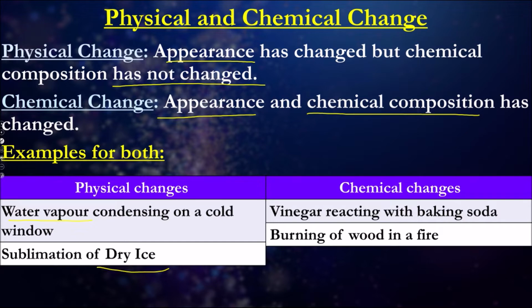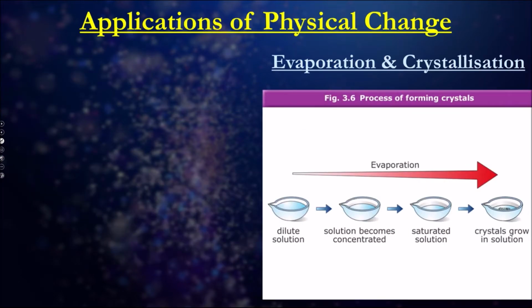Chemical changes, we have vinegar and baking soda. And we also have burning wood in fire for chemical. So let's look at some of the applications of the physical changes first. If you look at this, evaporation and crystallization.